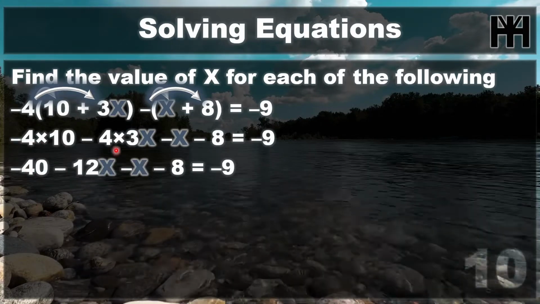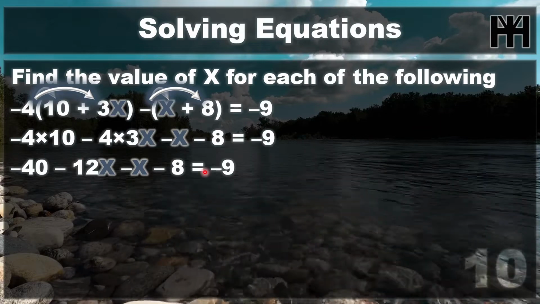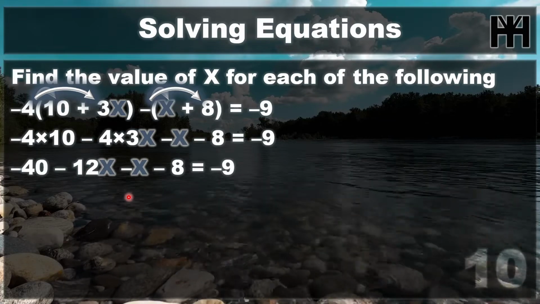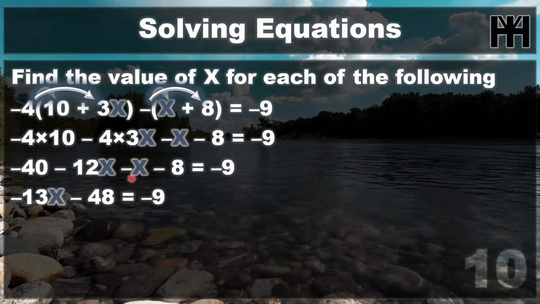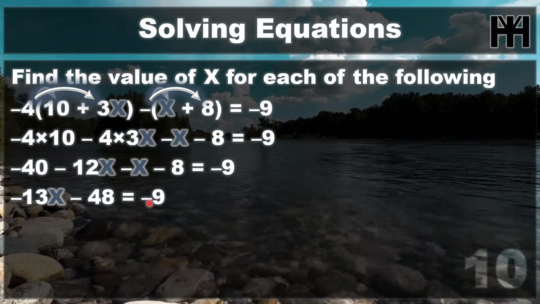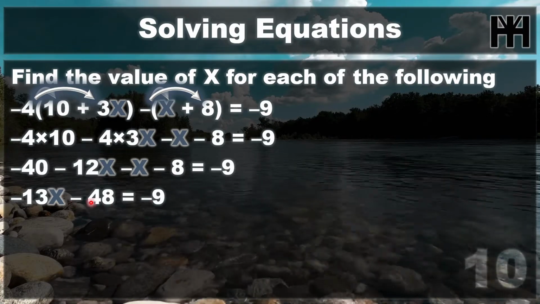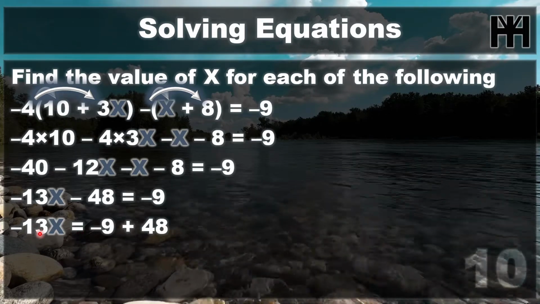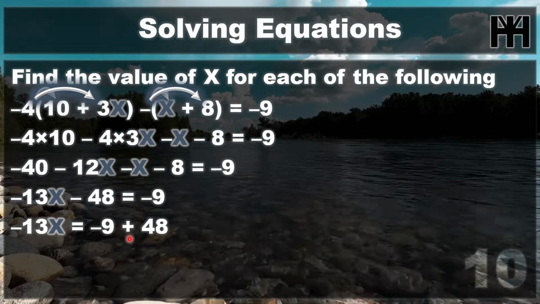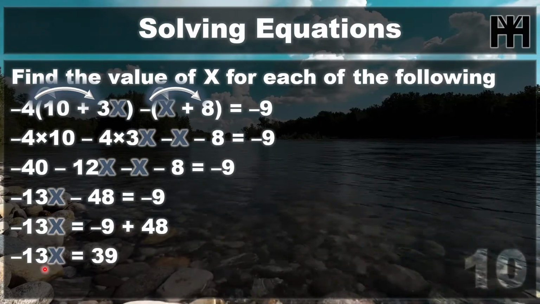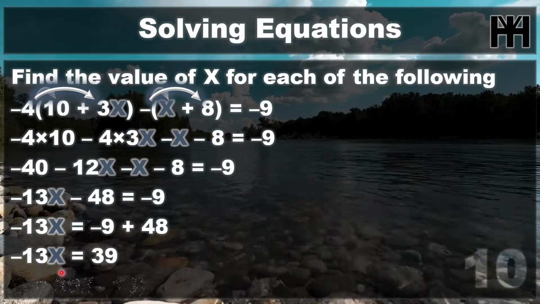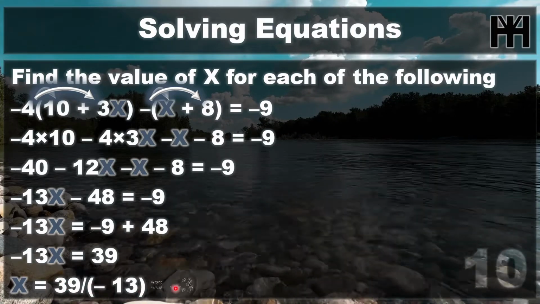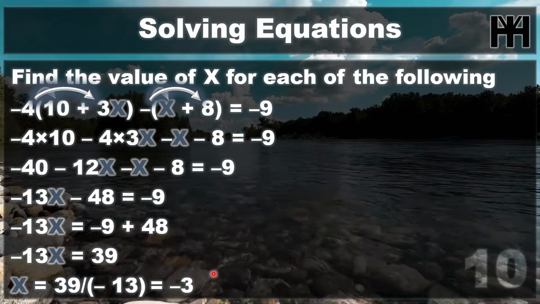Negative 4 times 10 is negative 40, and negative 4 times 3 is negative 12x. Okay, let's unify the x's. Negative 12x minus x is negative 13x. Okay, and negative 40 and negative 8 is negative 48, equals negative 9. So we'll send the negative 48 to the other side. It will be negative 9 plus 48. So negative 13x equals negative 9 plus 48. So it's negative 13x equals 39. So x equals 39 divided by negative 13. So x is equal to negative 3.